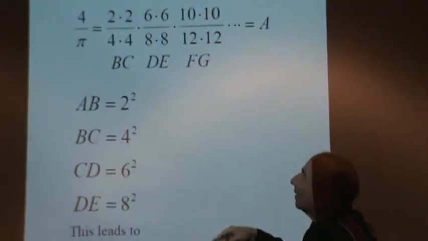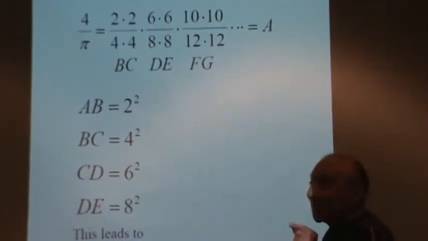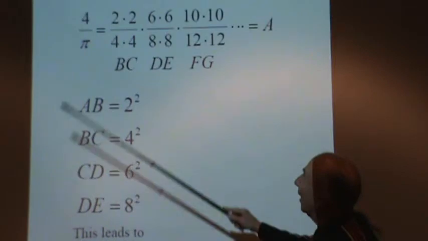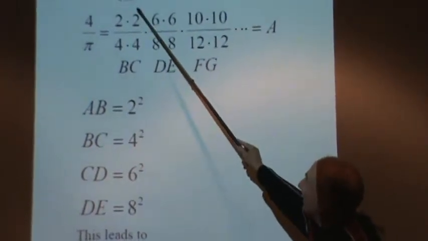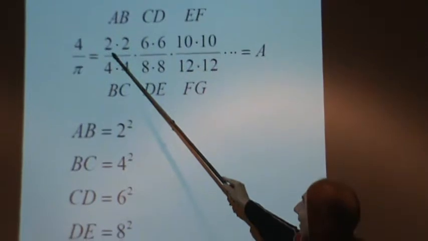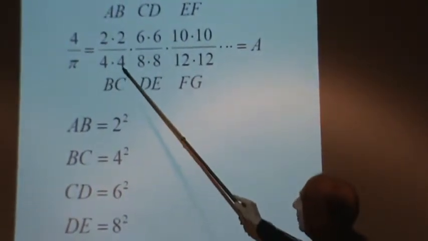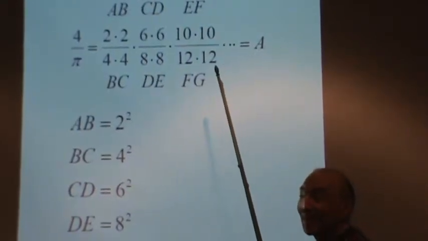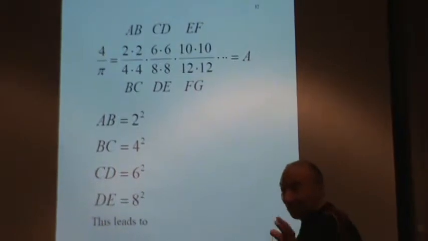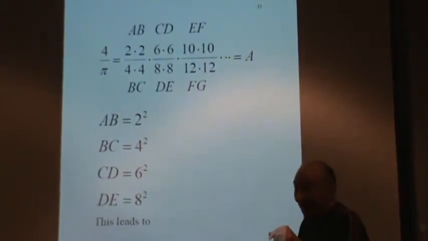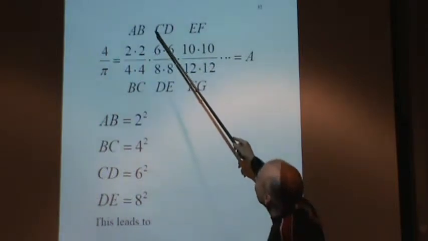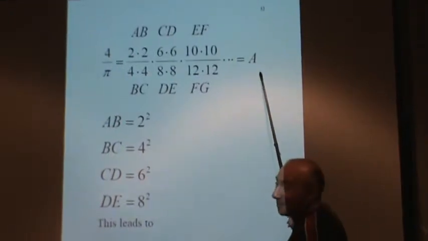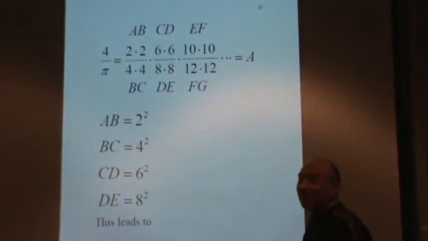He says, okay, now the trick is to find numbers A, B, C, D, E, F, G that have the following property. A times B will be the 2 squared. And B times C will be the 4 squared, and so on. And if you do that, and you do it right, you pick the right A, then what happens is the B's cancel, the C's cancel, the D's cancel, you're just left with A.